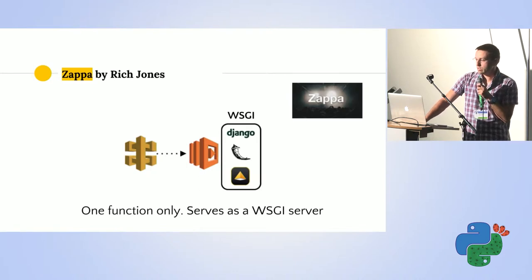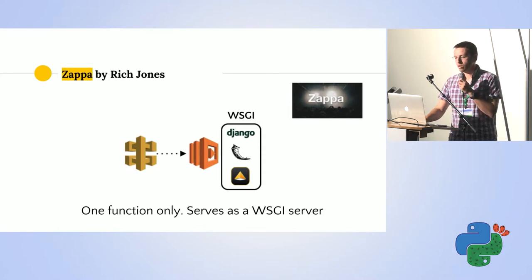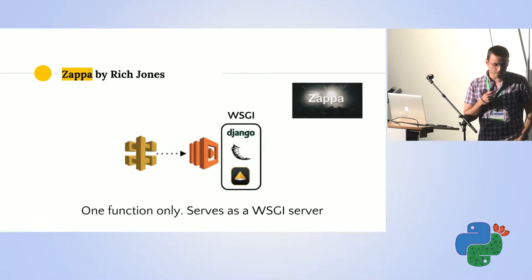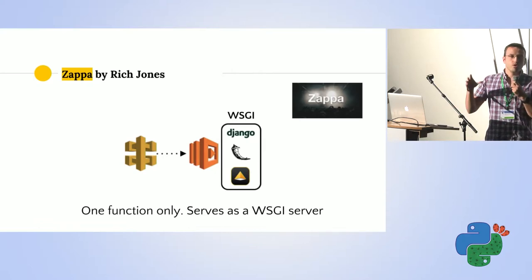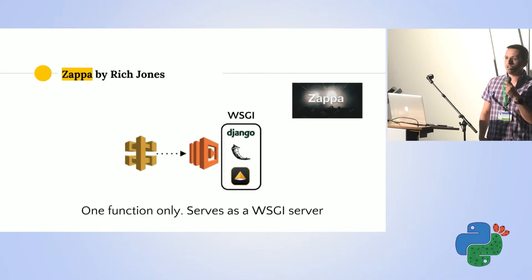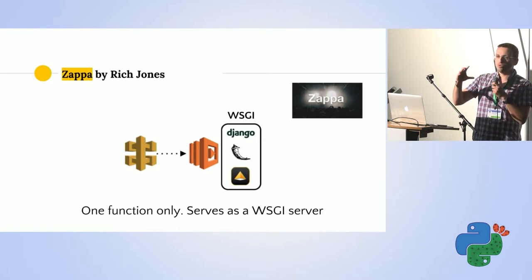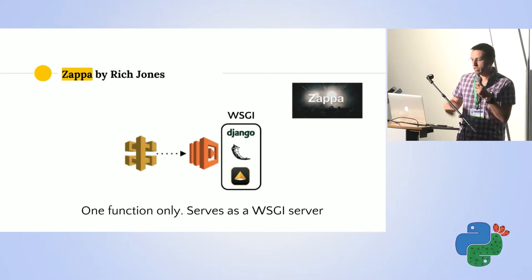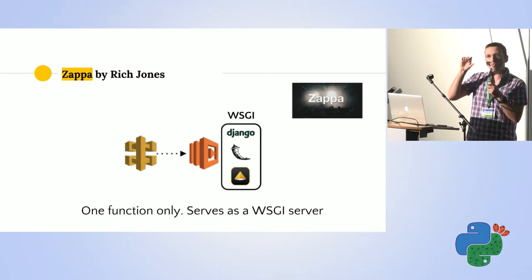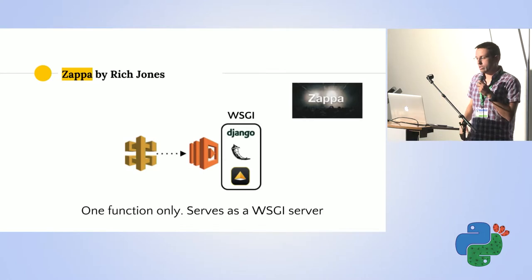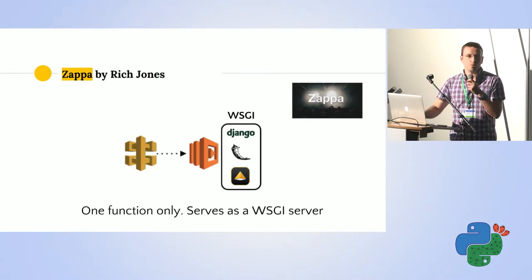Zappa is one that you can say is popular. I think it has about 4,000 stars on GitHub. The idea of Zappa is that you can take your existing Django or Flask WSGI application and take it as is and deploy it to AWS. It supports only AWS. What it will do is map an API gateway and HTTP endpoints to your WSGI server.